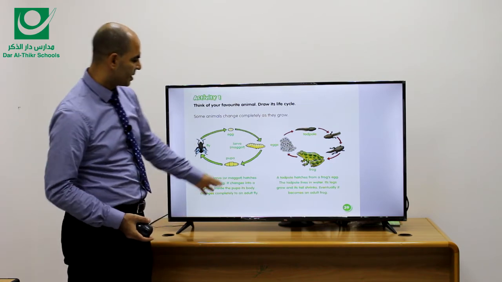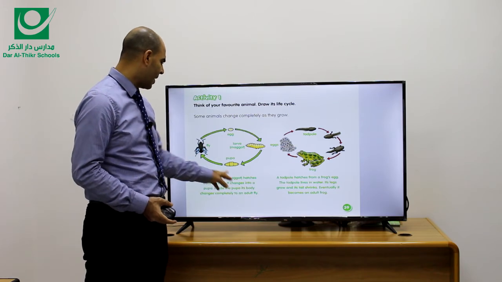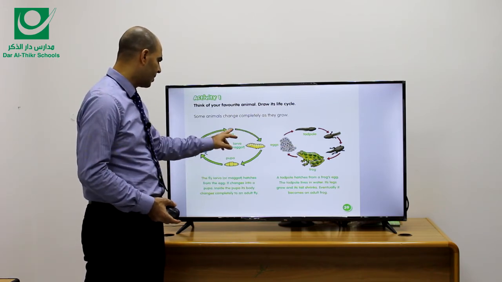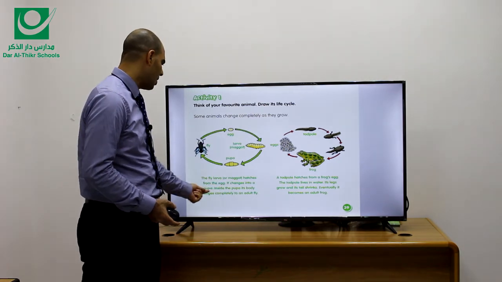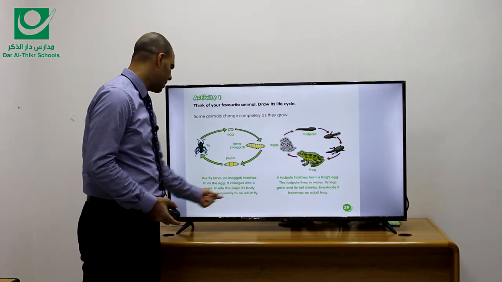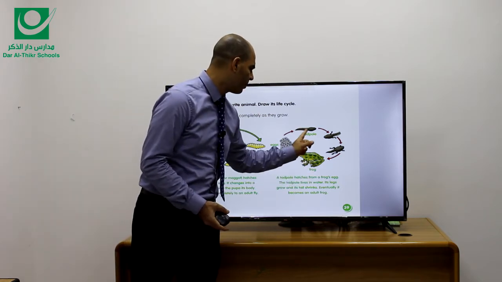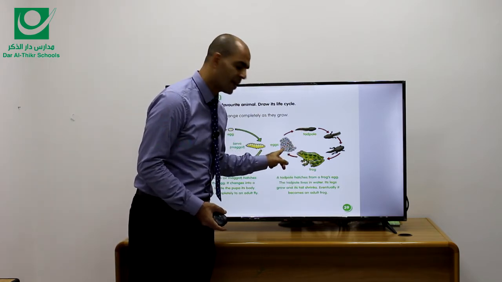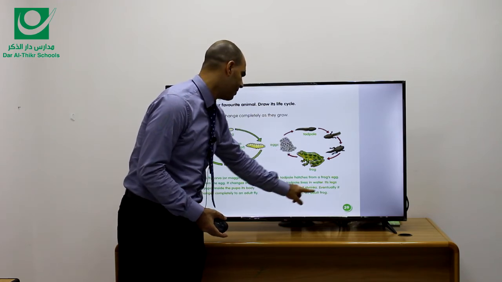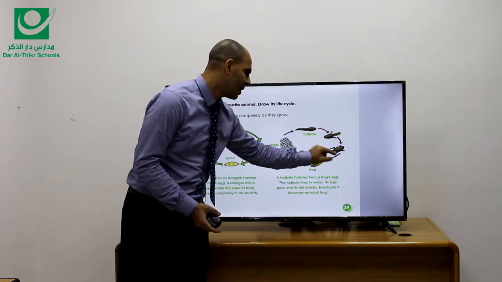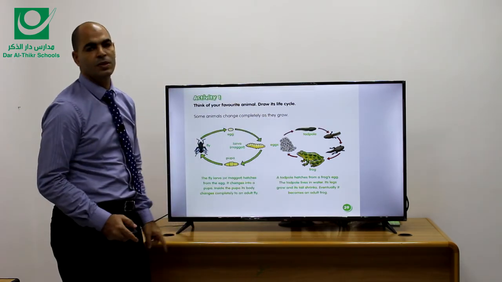Okay, and here is a description of the life cycle. The fly larva or the maggot hatches from the egg, changes into a pupa. Inside the pupa, its body changes completely to an adult fly. Here the tadpole hatches from the egg. The tadpole lives in water. Its legs grow and its tail shrinks, becomes smaller. Eventually it becomes an adult frog.